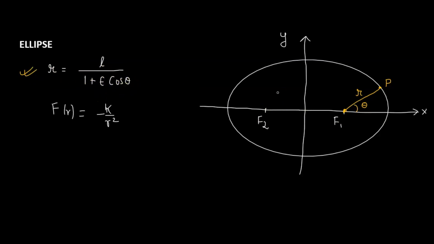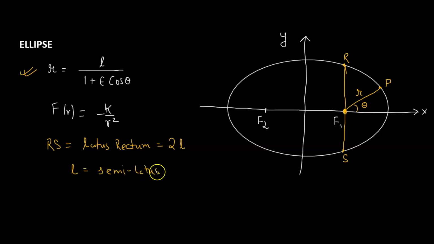Now with respect to this particular diagram, let's define L. So we will begin by drawing a straight line, which is going to be parallel to the y-axis. Actually, it's parallel to the directrix, and this particular straight line is going to pass through our focus f1. Let's name it RS. The length of this RS is referred to as the latus rectum, and it has a length of 2L. So that means L here represents the semi-latus rectum.